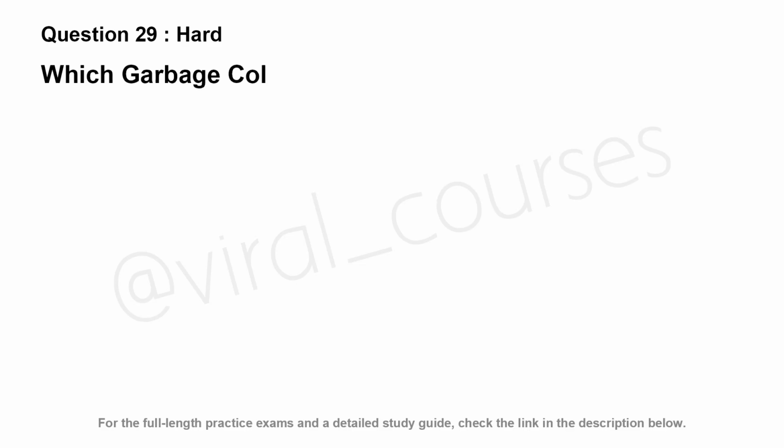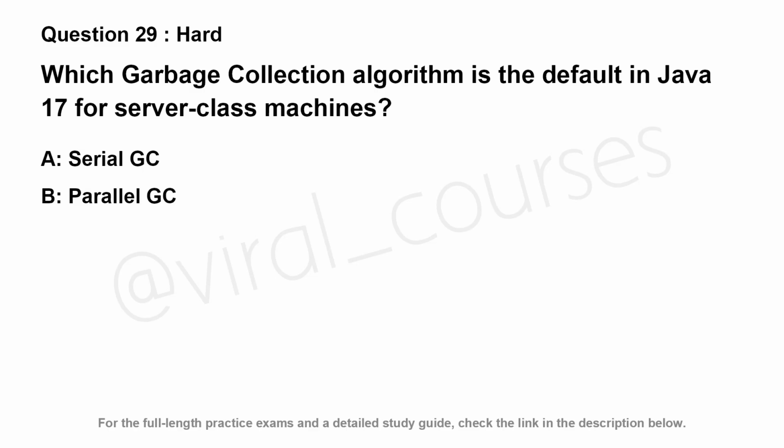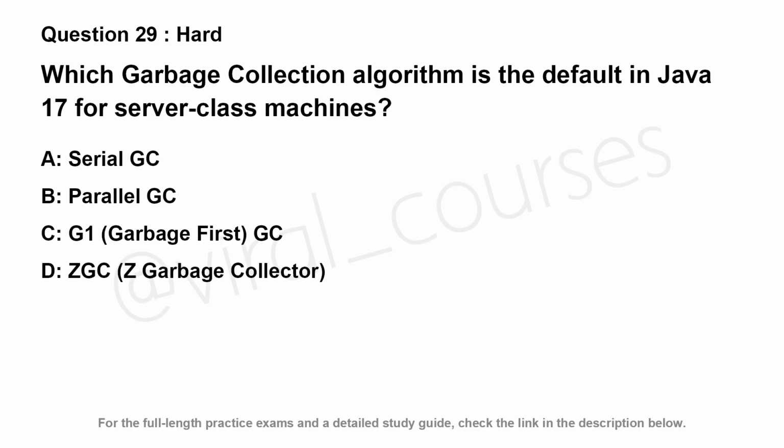Which garbage collection algorithm is the default in Java 17 for server-class machines? Option A. Serial GC. Option B. Parallel GC. Option C. G1, Garbage First GC. Option D. ZGC, Z Garbage Collector.